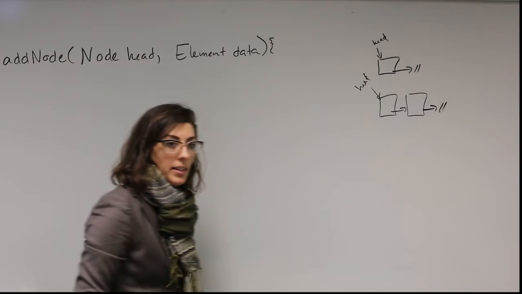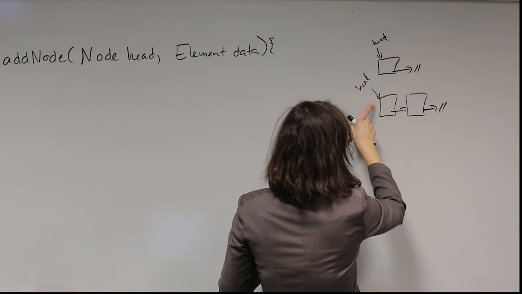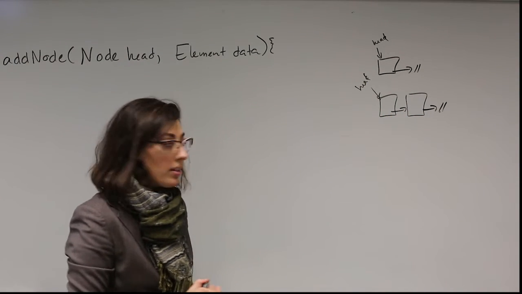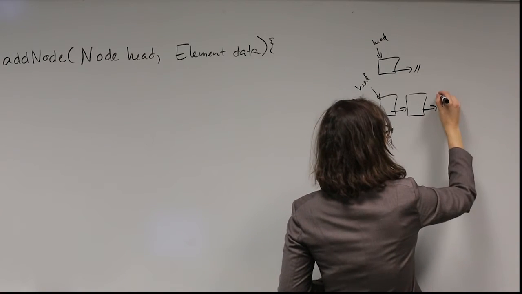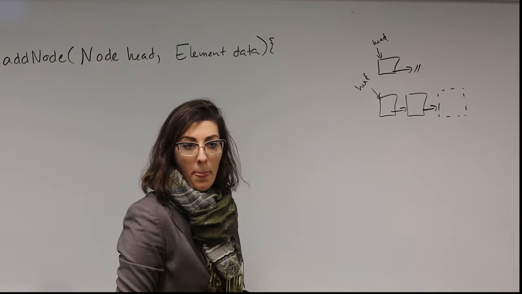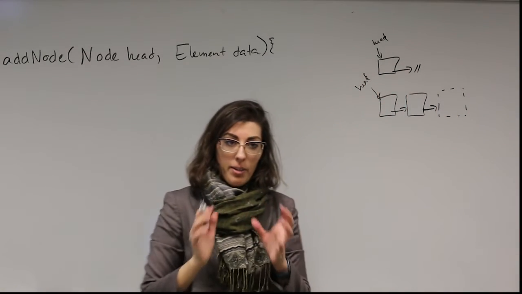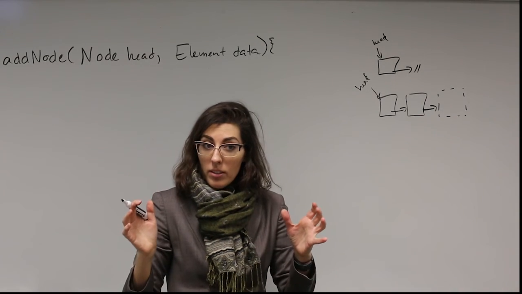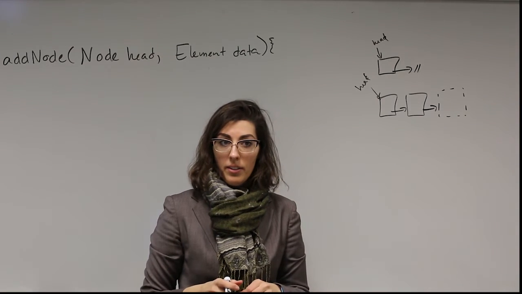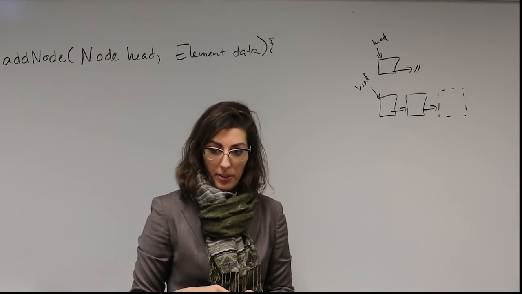Looking at these examples and thinking about it, how would I start this? I need to go from the beginning and follow these next pointers until I reach the end, and then I would insert my new node at the end. If we don't have this view of memory and we just have the head pointer, do we know at the beginning how many nodes there are in that list? We don't, right? So we have to go through and follow the next pointers.